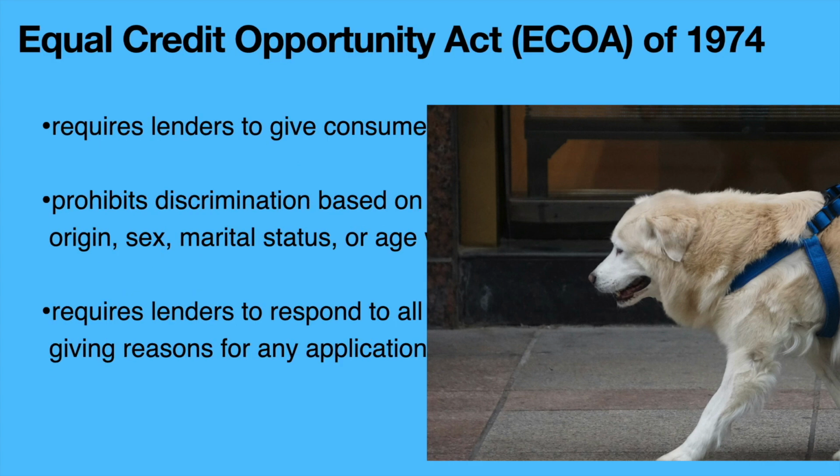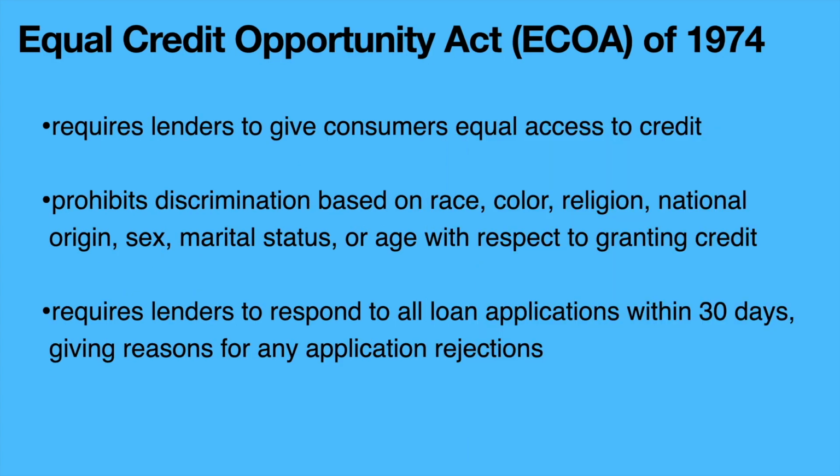The Equal Credit Opportunity Act, ECOA, of 1974 requires lenders to give consumers equal access to credit. The act prohibits discrimination based on race, color, religion, national origin, sex, marital status, or age with respect to granting credit, and requires lenders to respond to all loan applications within 30 days, giving reasons for any application rejections.